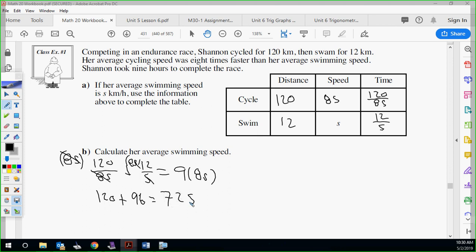Can we see that? And so then when we go one step further, it's going to be 216 equals 72s. Divide by 72, divide by 72, 3 is s. And let's talk about what that means. Why is it 72s? 8 times 9.